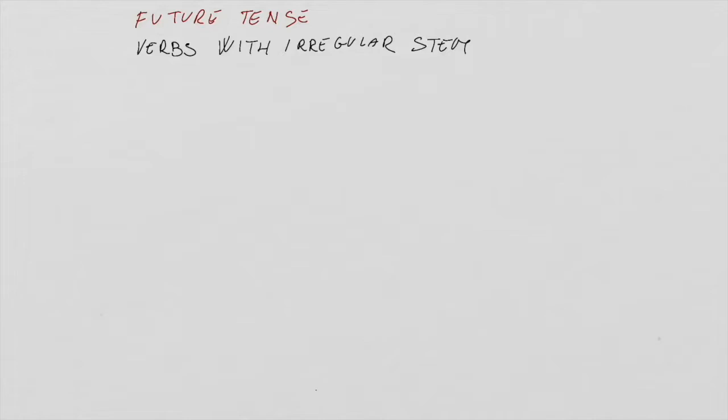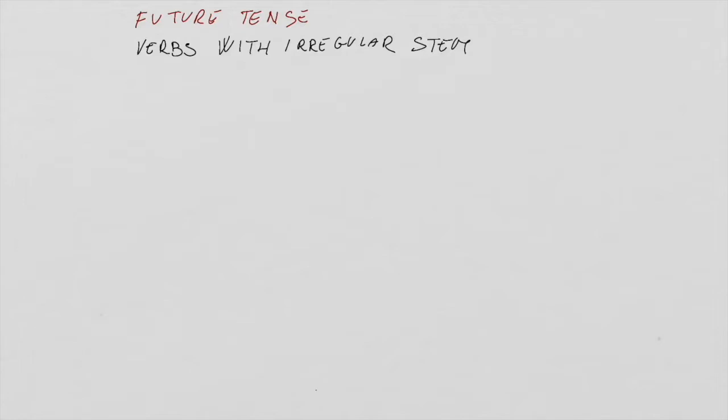Unfortunately, some verbs have an irregular stem. Only the stem, the endings stay the same for all verbs, regular and irregular. This makes things very simple. So, to conjugate an irregular verb in the future tense, you take the irregular stem and add the future endings.